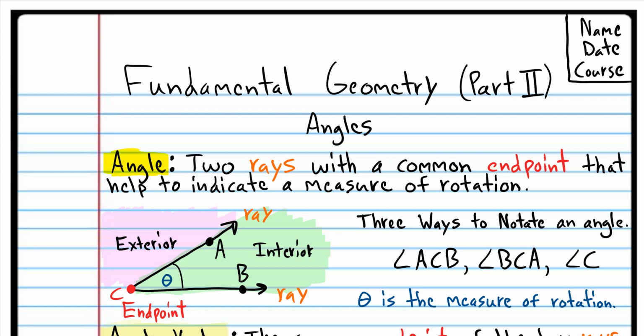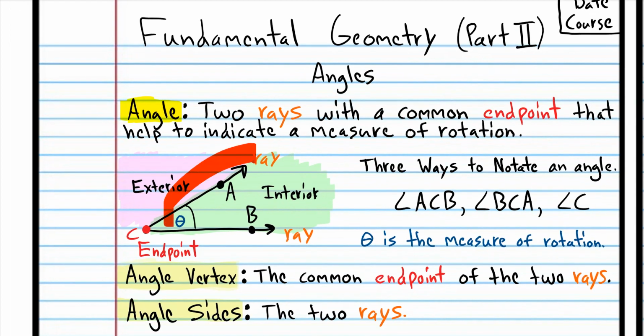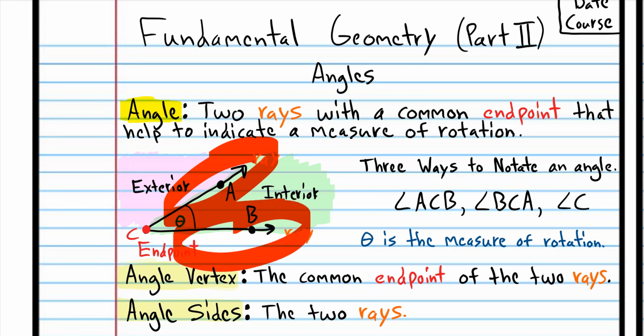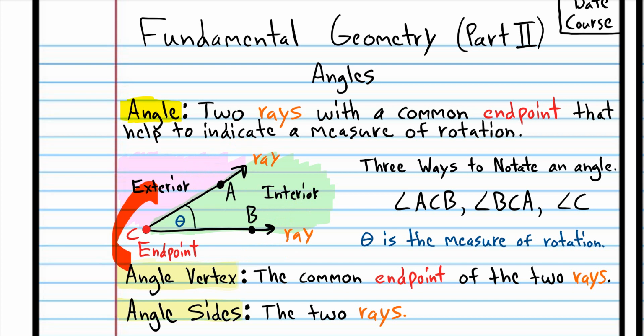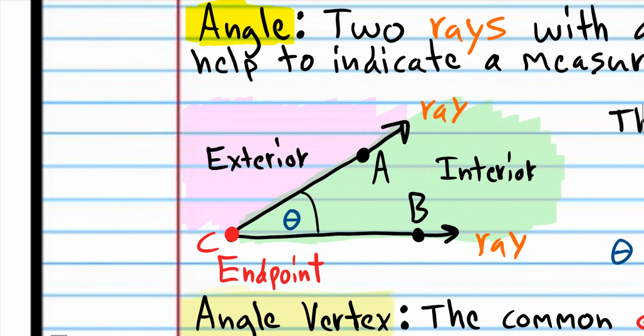Now, in the previous class, we focused on segments. Today, we're going to focus on angles. An angle is two rays with a common endpoint. And the purpose of an angle is to indicate a measure of rotation. So this arc here kind of represents that rotation.